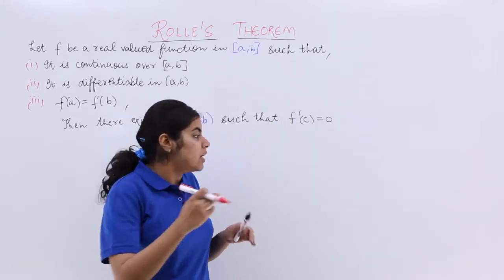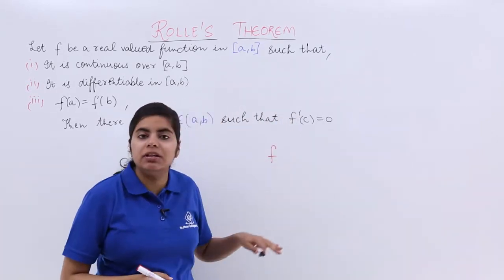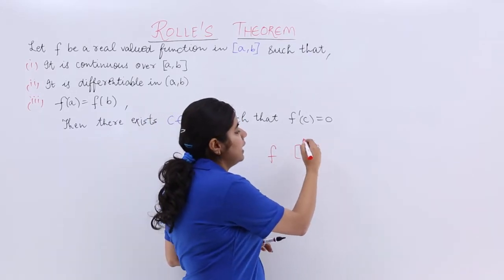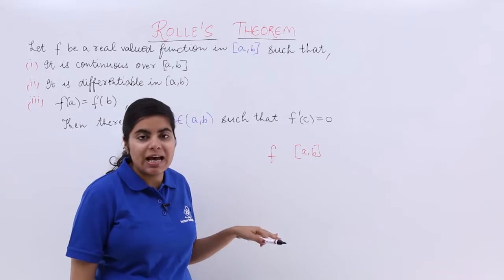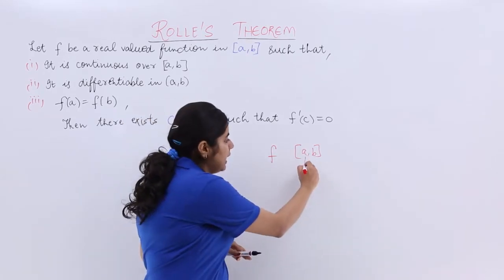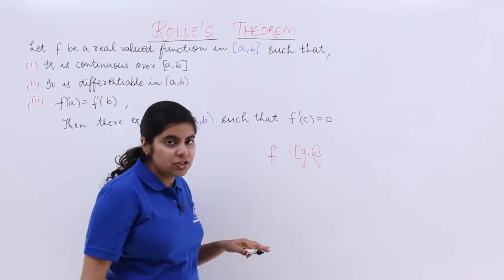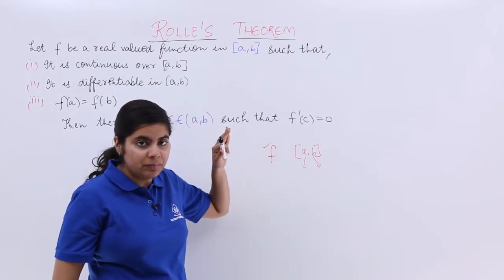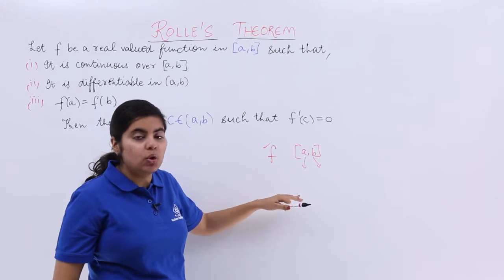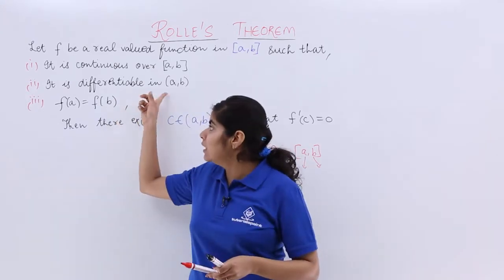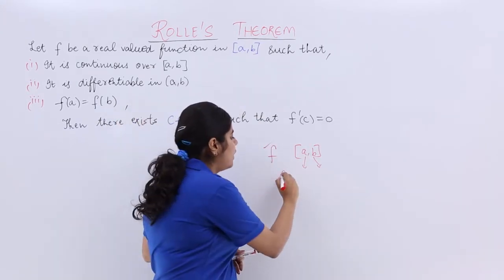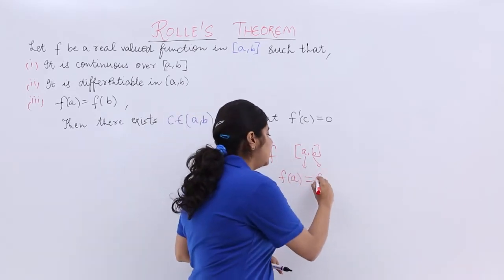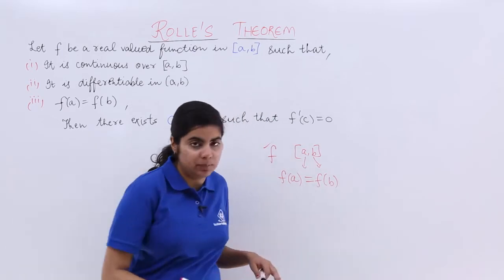What I mean to say is, we have been given f as a real valued function and that function is defined in some closed interval, say [a, b]. Also, it has been given that a and b are such that the function is continuous over the closed interval, it is differentiable over the open interval, and whatever value the function has at a, the function attains the same value at b.